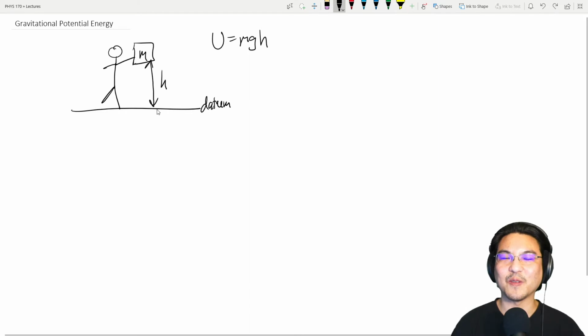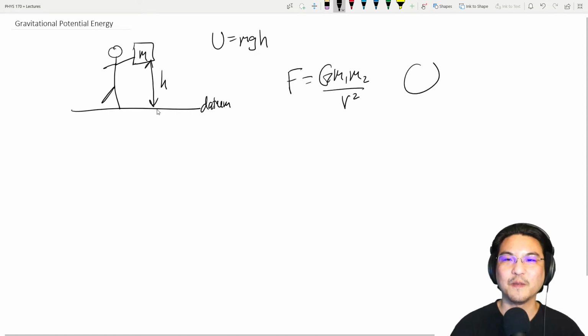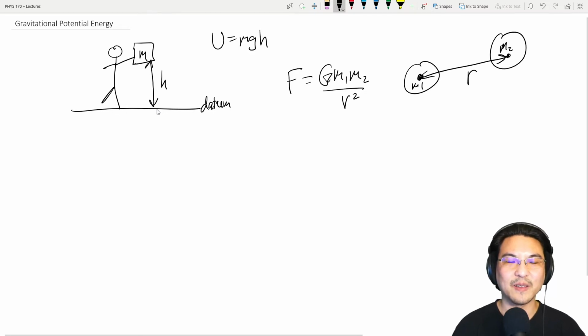is true near the surface of the Earth. But what if you're not? What if you're in space, far away from the Earth? So now we know that the gravitational force looks more like this, for some object here of mass 1, some object here mass 2, and then the distance between the two centers of mass, r. Now, I'll just tell you the answer. Gravitational potential energy looks like this.